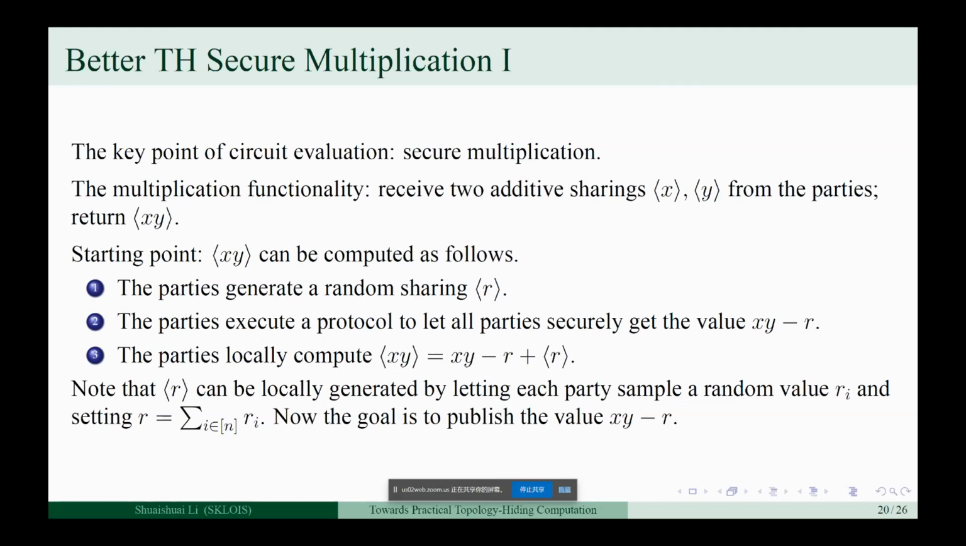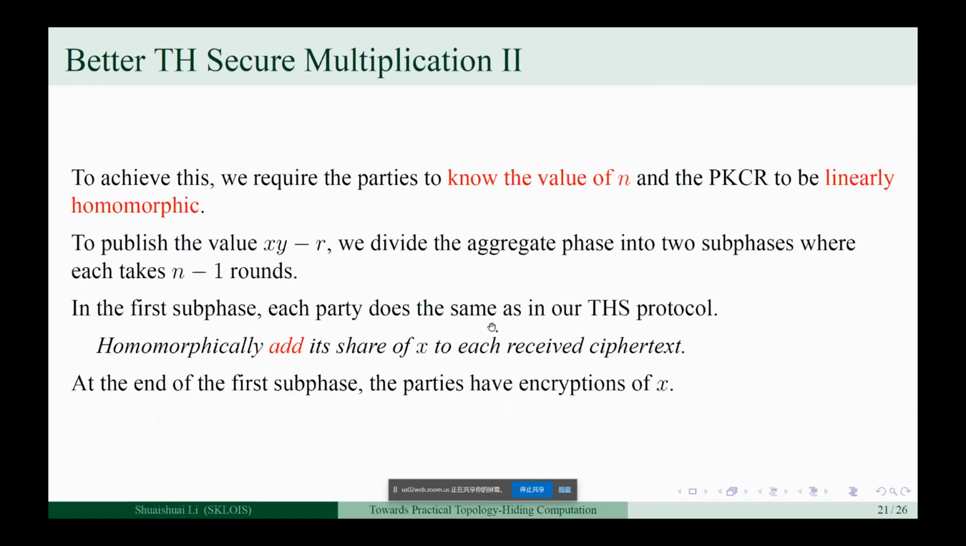Note that a sharing of a random value R can be generated locally by letting each party sample a random value Ri and setting R to be the sum of all the Ri's. The remaining goal is to publish the value x times y minus R. To achieve this, we require the parties to know the value n and the PKCR to be linearly homomorphic.